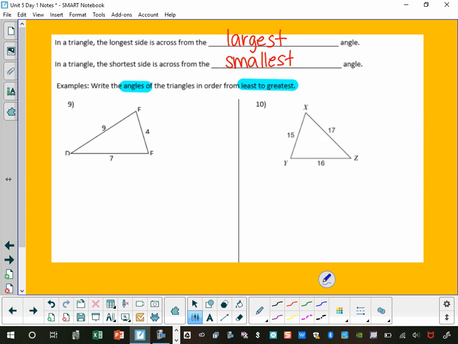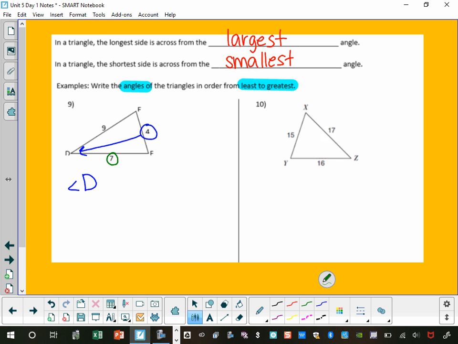Which side is the least side? 4. So if that's my smallest side, or my shortest side, what's my smallest angle? What's directly across from that? D. Angle D. Which number comes next? 7. So which angle comes next? E.